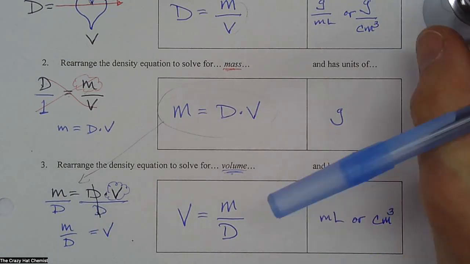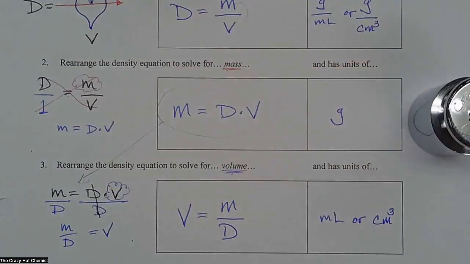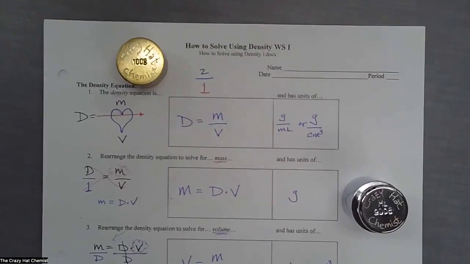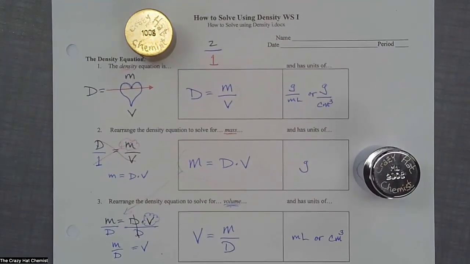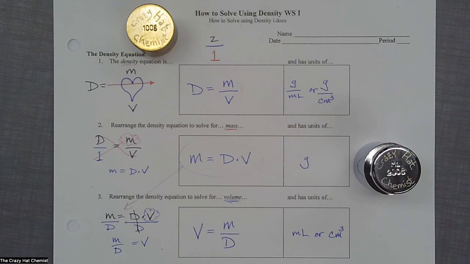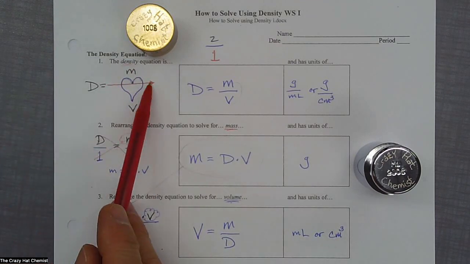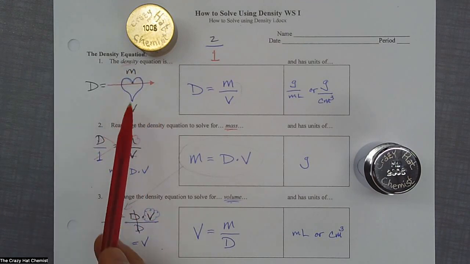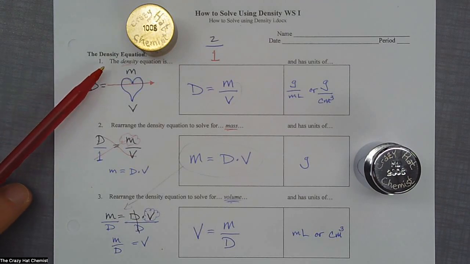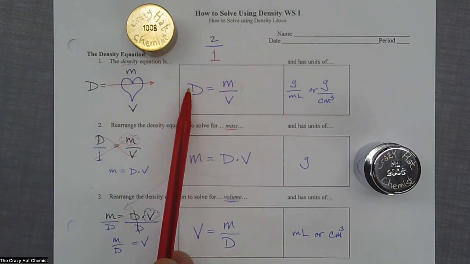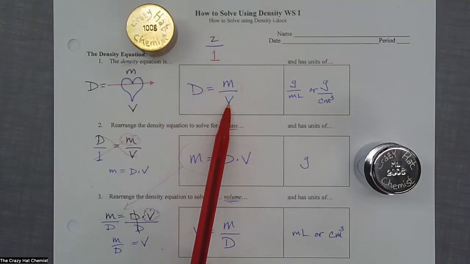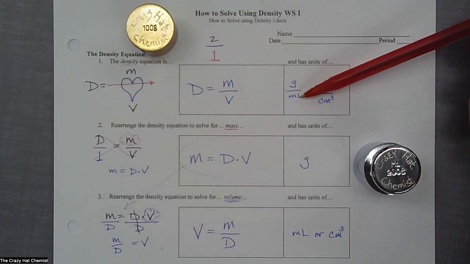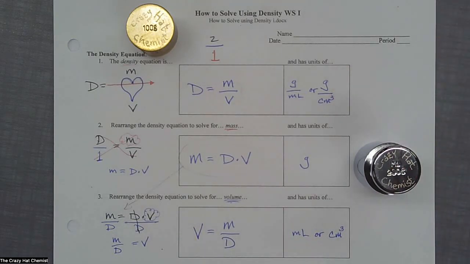So what I'm going to do right now is zoom on out here so that I see all three of these equations. That's going to be really important here because we're going to make use of all three of these equations. So let's just go over them real quickly here. To solve for the density equation, what we're doing is we're taking a heart. We're slicing that heart horizontally. That will give me my M and my V. The M is in the numerator, the V is in the denominator. So that's density is equal to mass over volume. I'm going to write that down. Density is equal to mass over volume. The units for density are going to be grams per mil or grams per cubic centimeter.